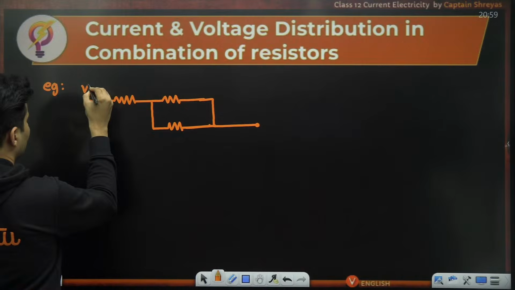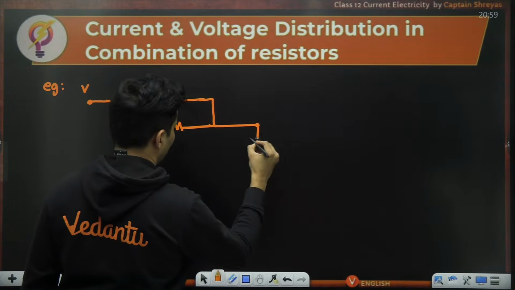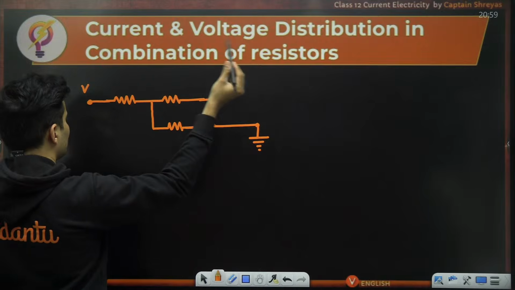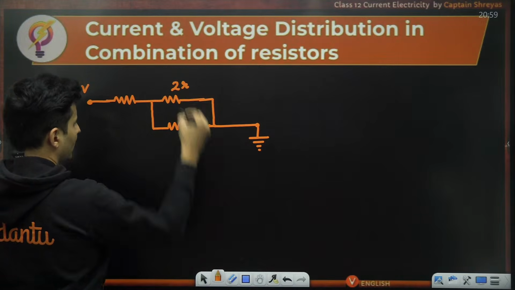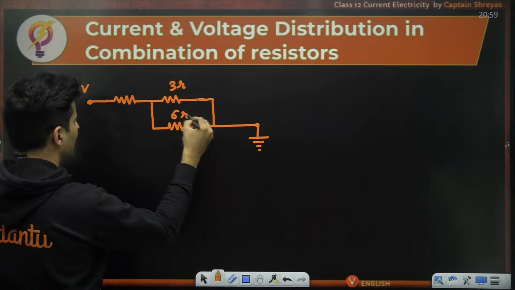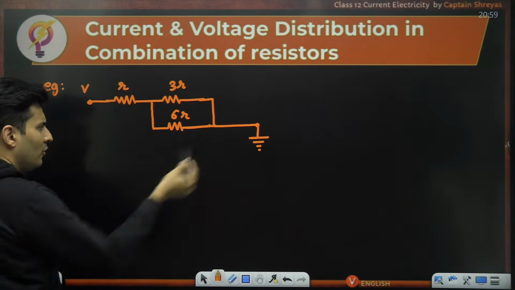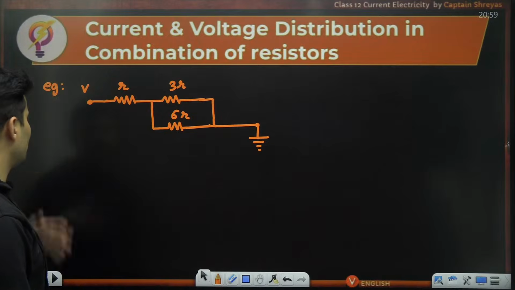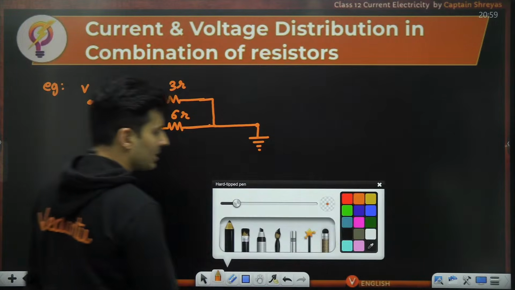Let's say this is V, and this is usually the symbol for grounding. Maybe this is 2R, or let's say 3R, this is 6R, this is R. Can you find the current in each resistor and each branch? Okay, maybe that is the question. So what do you do in such a case?